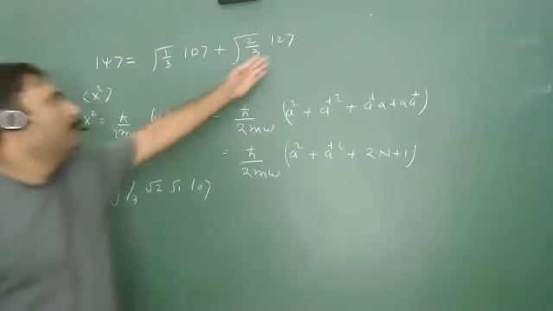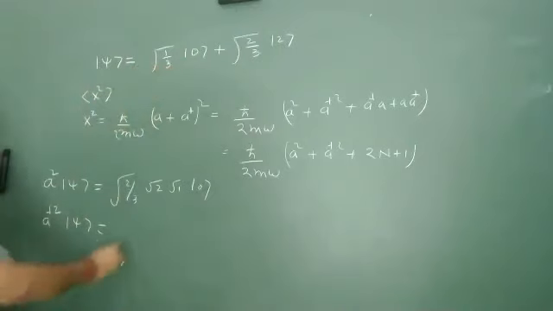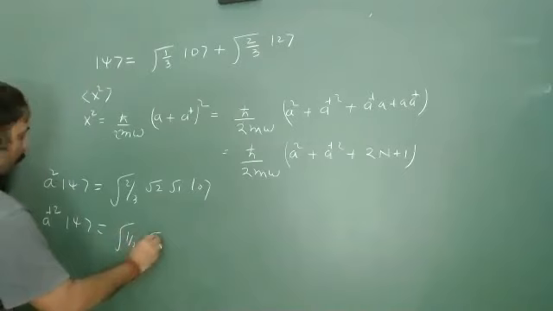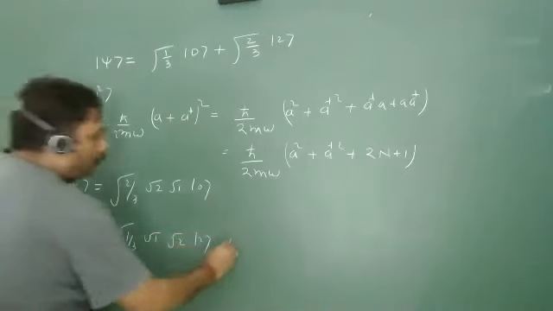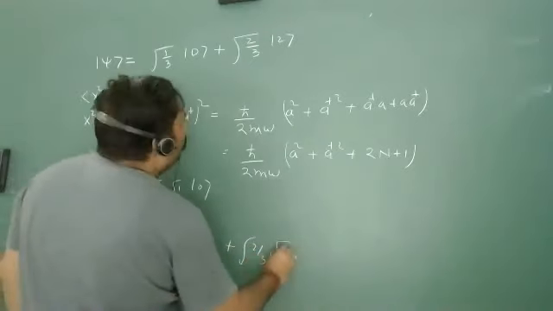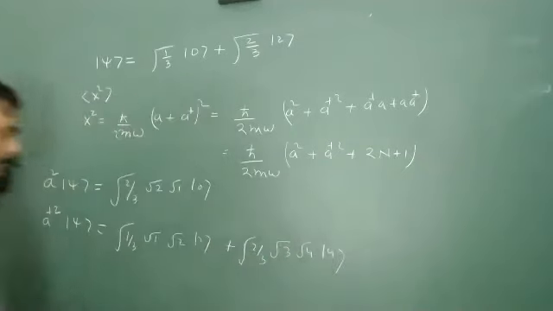Now next, go for a dagger square psi. A dagger square will take 0 to 2 and 2 to 4. So this will be 1 upon root 3 root 1 root 2 |2>, and this will be root 2 by 3 root 3 root 4 |4>. Are you getting this thing?